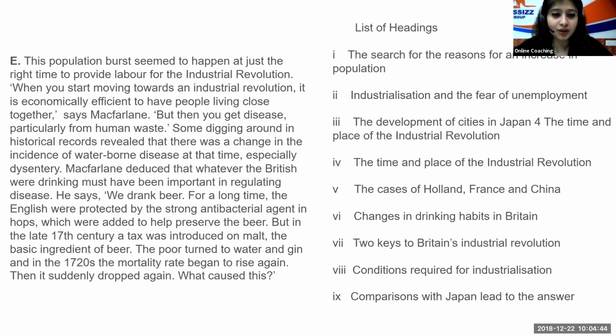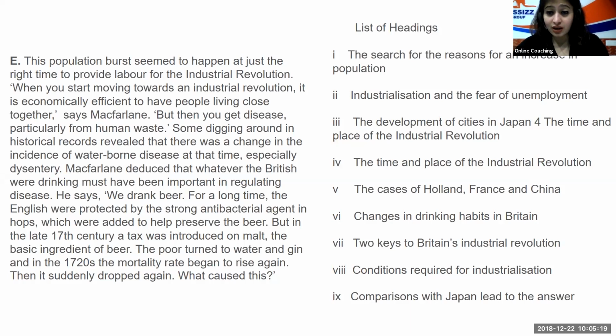When you start moving towards the Industrial Revolution, it is economically efficient to have people living close together. So basically, this says that the population increase was good. However, these 2 lines are not sufficing, since by the time I reached the 5th paragraph, I've glanced through the headings a couple of times, right? So I basically know that this line is not sufficing my headings, because this line is saying that when the population increases, it's good for the Industrial Revolution, which is not mentioned.